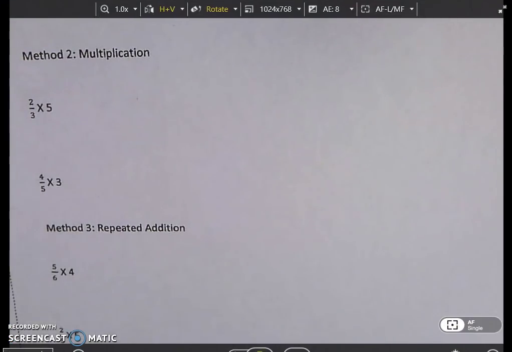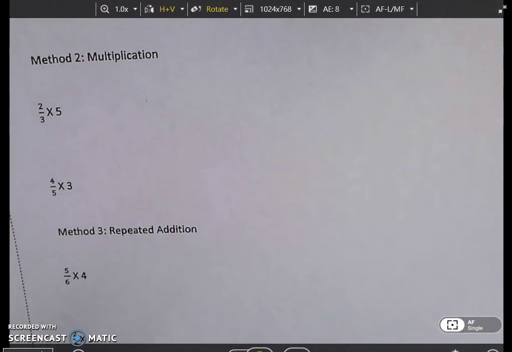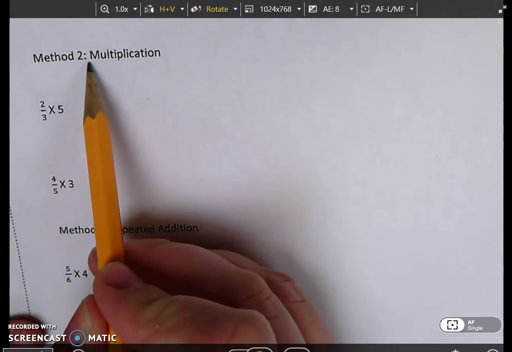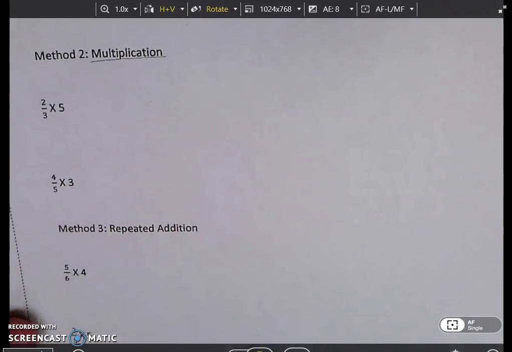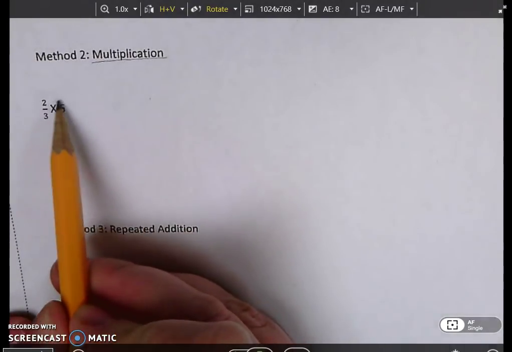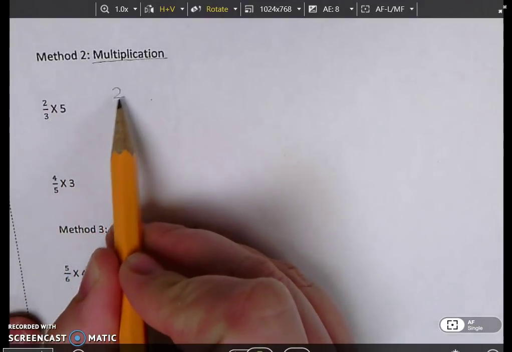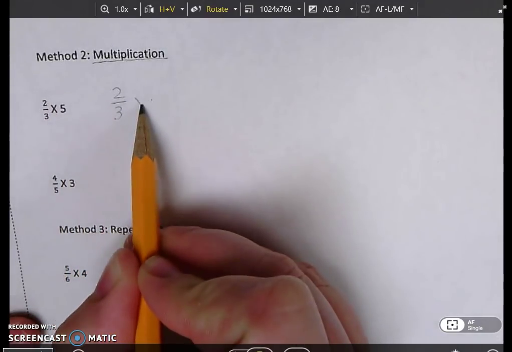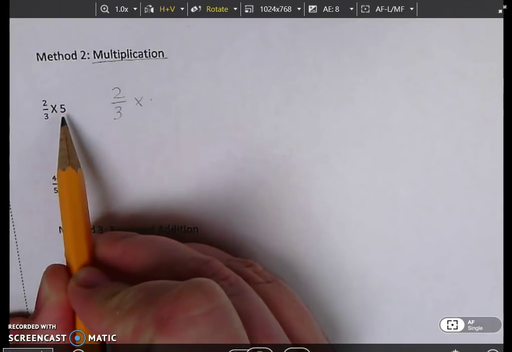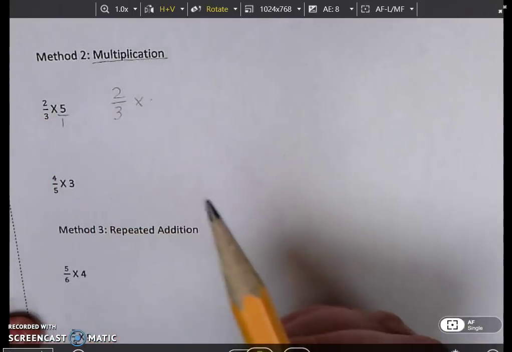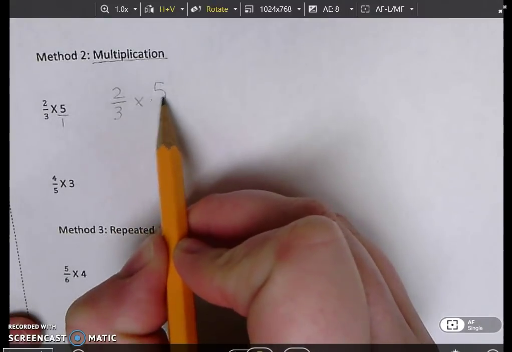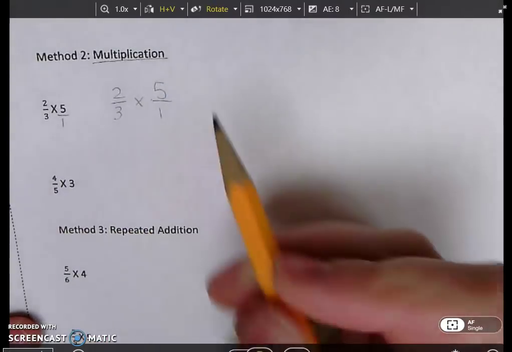Alright guys, we're going to talk about the second way that we can multiply a fraction by a whole number, and that would be just using multiplication. So when using multiplication with that whole number, we've got to turn that whole number into a fraction. So that 2/3 is going to stay a fraction. In order to turn this whole number into a fraction, we have to put it over 1. So 5 becomes 5 over 1.